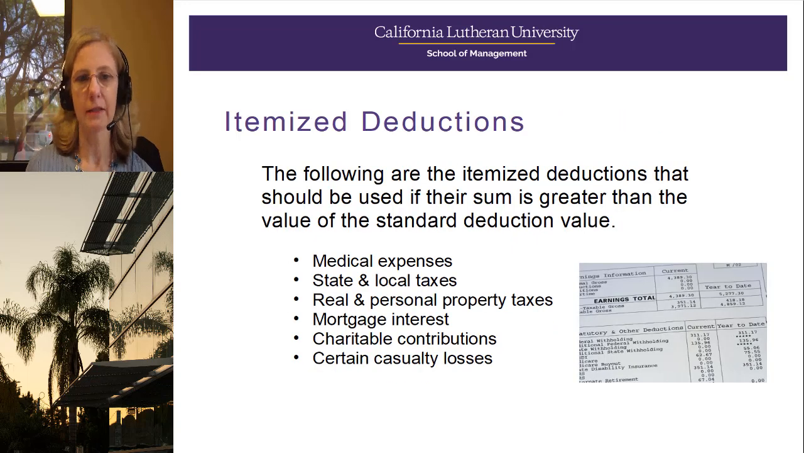Once we've done that, then we take a look at our itemized deductions. And just as a refresher, we've been talking about this for several lessons now. The most common itemized deductions include medical expenses, state and local taxes, real and personal property taxes, mortgage interest, charitable contributions, and certain casualty losses, not all. So let's take a look at these in more detail.